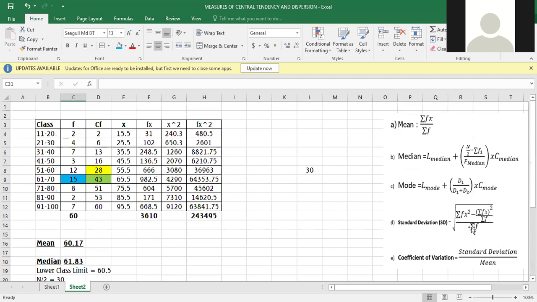Look at it. Summation fs square. Have we done summation fs square? Yes, we have s square. S has been squared. We multiply it by f, then we sum. Yes, that's this figure. So these have been gotten. Then we now solve for this one.